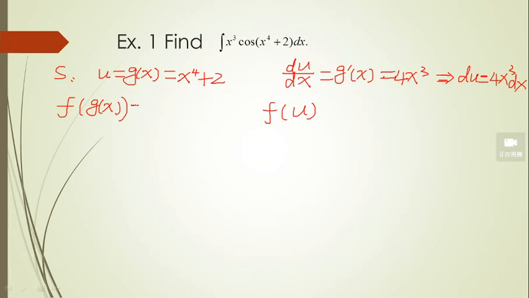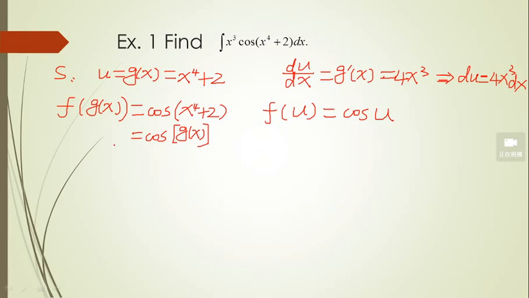Now from the integrand, if I write u as x to the 4 plus 2, what is my f(g(x))? What is the composition of two functions? That will be cosine g(x), where g(x) is this thing. So what is my f(u)? We need to figure out what small function f is. That is cosine, so f(u) will be cosine u.